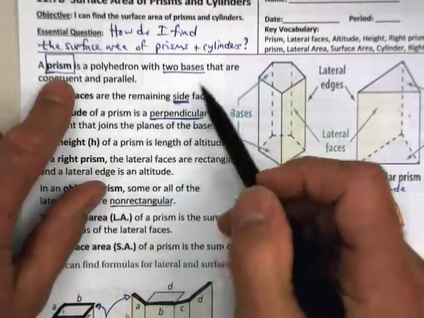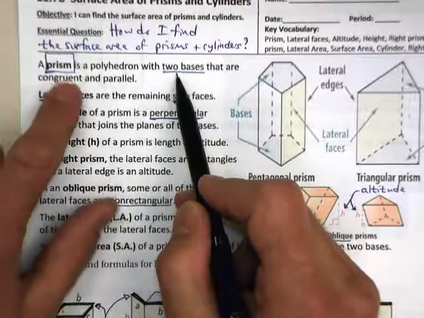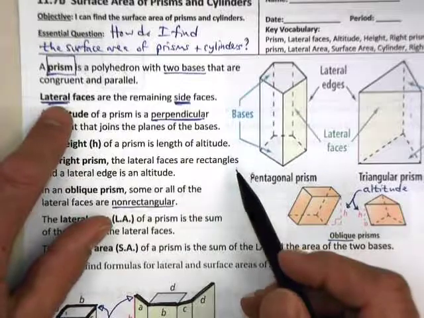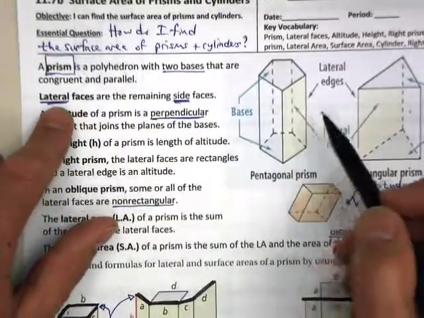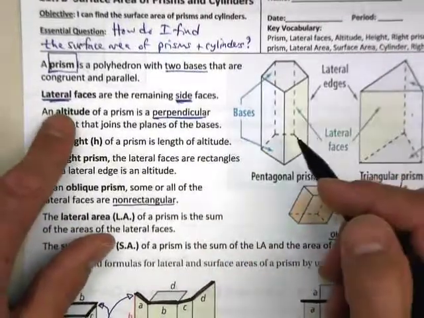You will remember that a prism is a polyhedron with two bases, like we just said. And here's some new terminology for us, though. Lateral faces. Lateral has the idea of like a lateral pass in football. You're passing it to the side.